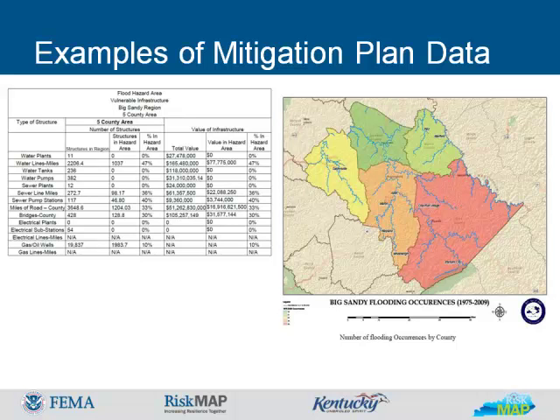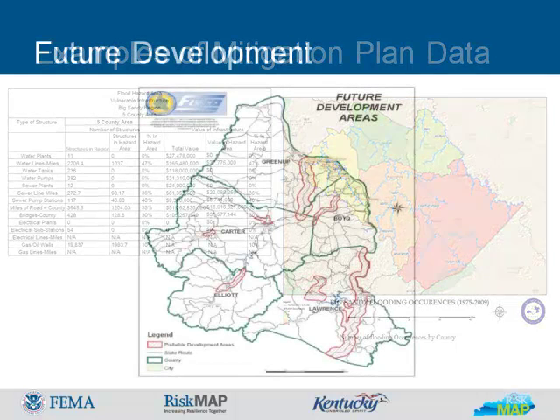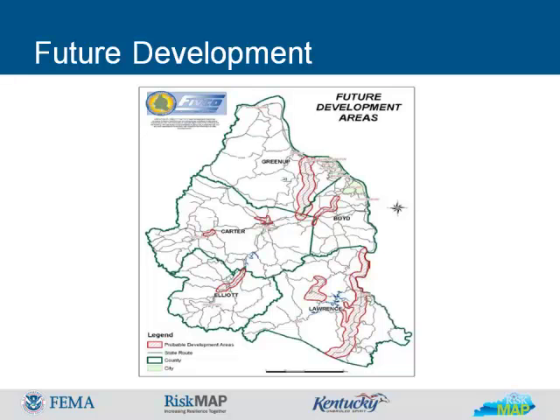The map illustrates the number of flooding occurrences by county from 1975 to 2009. This data is valuable for the RiskMAP risk analysis. This map illustrates areas of future development in the 5Co Area Development District service area. This map is beneficial for future planning efforts and mitigation efforts.